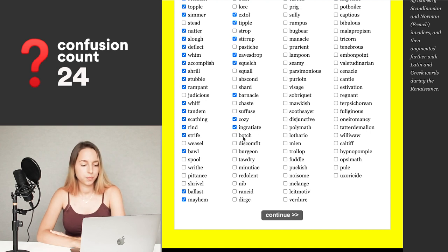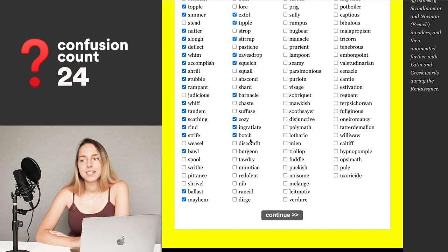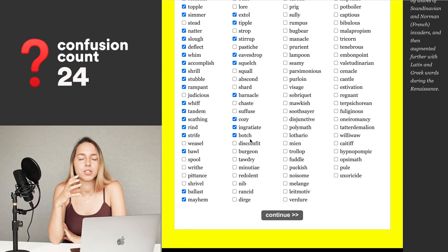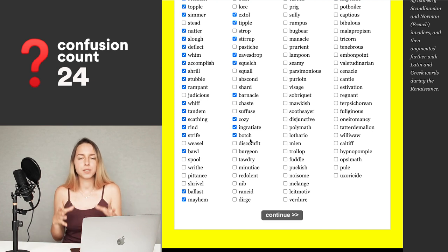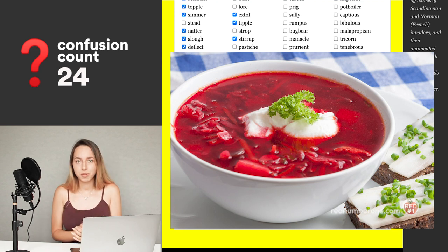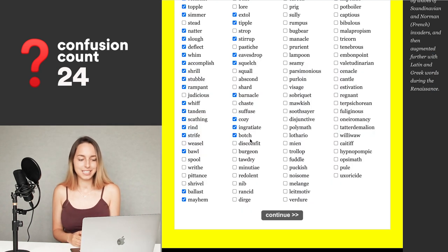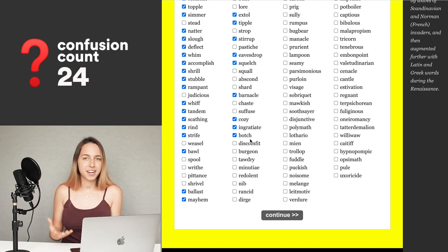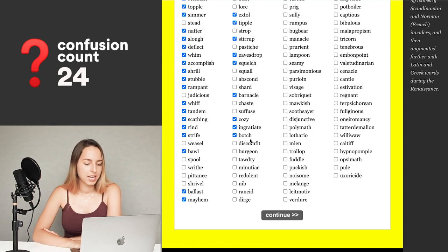Ingratiate. To botch. You know, to botch is, again, a very interesting word, because in Russian we have our traditional dish that is like a red beetroot soup with cabbage and with many other vegetables. It's called borscht, if you say that in Russian. And it looks quite similar to botch, but it's a completely different thing. To botch something means to perform your duties carelessly. You can botch the job that you do. It means that you're bad at it.